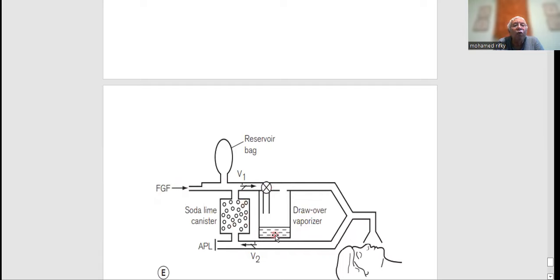This vaporizer ought to be non-calibrated, doesn't have to be an efficient vaporizer, and it receives the expiration of the patient, which carries humidity and heat. So it's better, of course, in this system to have something estimating the concentration of the anesthetic to assure that the patient is receiving a proper concentration of anesthetic. So this is what we call a vaporizer inside the circuit.